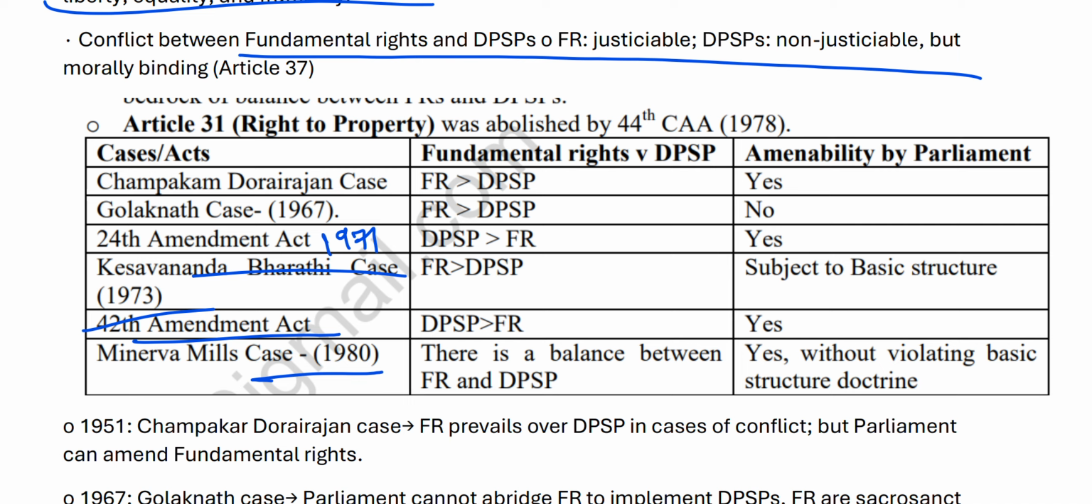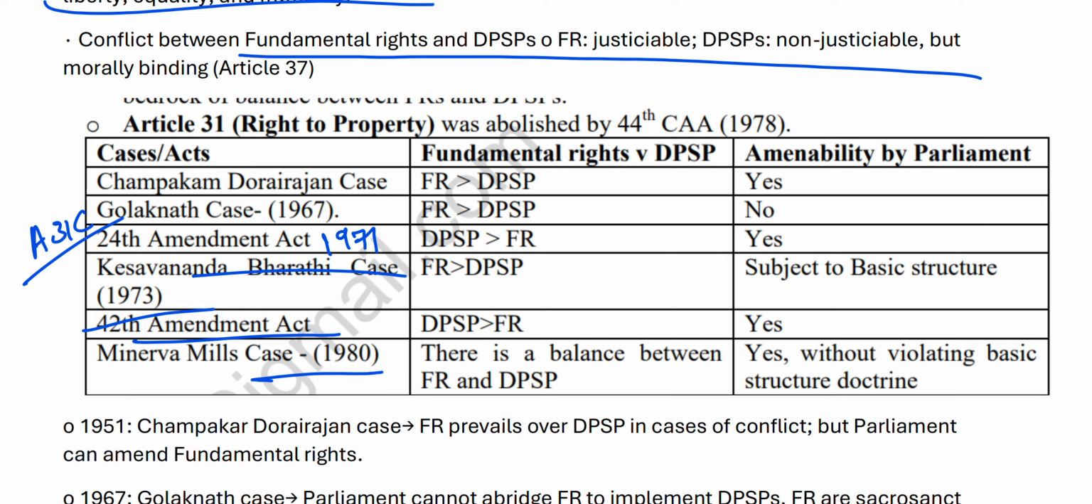in reply to the Golaknath case, the Parliament enacted the 24th Constitutional Amendment Act of 1971, by which Article 31C was added. We have the Kesavananda Bharati case of 1973 and the 42nd Constitutional Amendment Act. Then we have the Minerva Mills case of 1980.